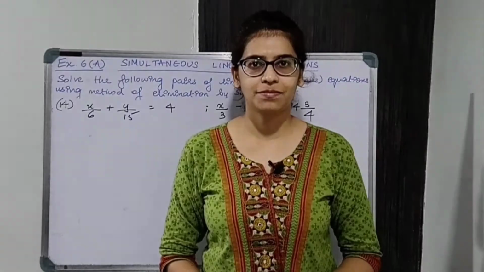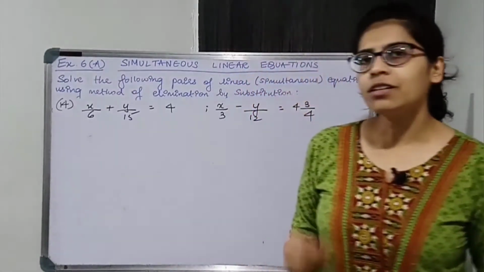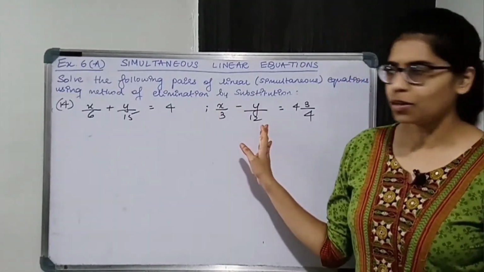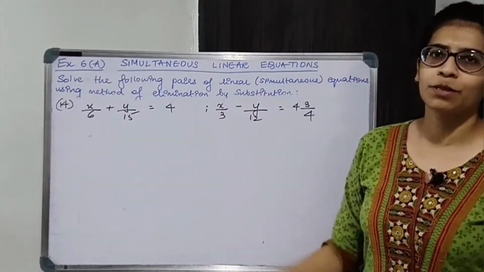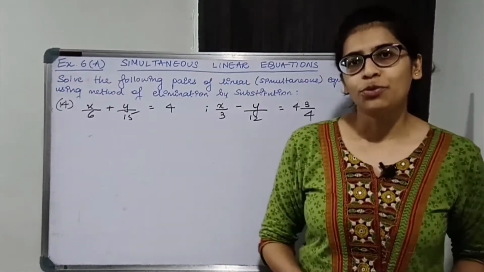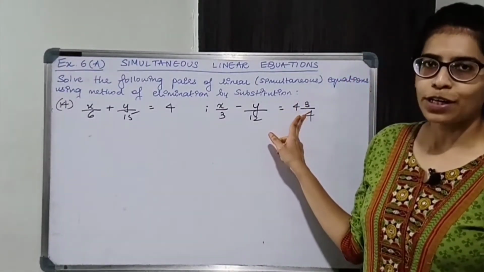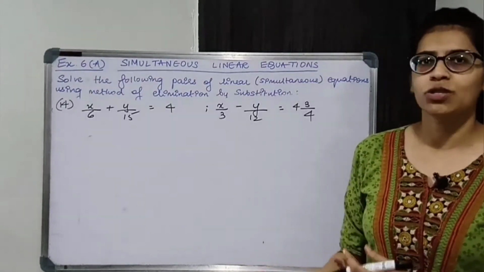Okay. Next question, question number 14. Now over here again the equations are having fractions. Okay. So x के साथ 1/6 है, यहाँ पे 1/15, यहाँ पे 1/3, यहाँ पे 1/12. So what we need to do? We need to remove the fractions. Okay, और यहाँ पे भी mixed fraction है. So we need to simplify this first and then we'll number the equations and solve.